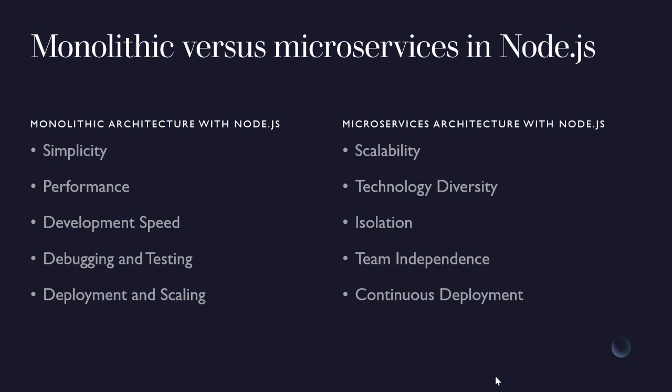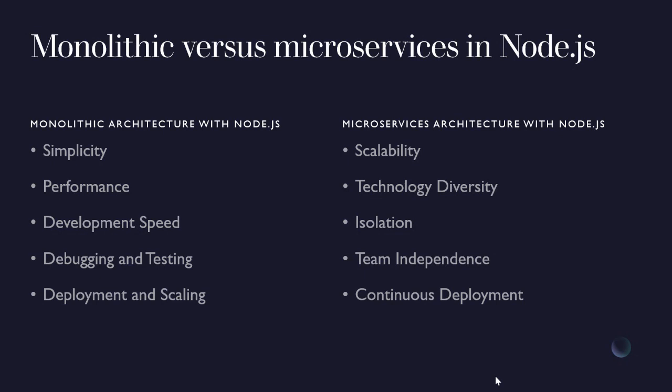The last point is deployment and scaling. Monolithic applications can be easier to deploy and scale horizontally because there is only one application to manage. In contrast to this monolithic, we have microservices architecture in Node.js. The main point is scalability. Microservices can scale independently, and it allows you to allocate resources to the specific service that needs them the most. This can be a significant advantage in handling variable workloads.